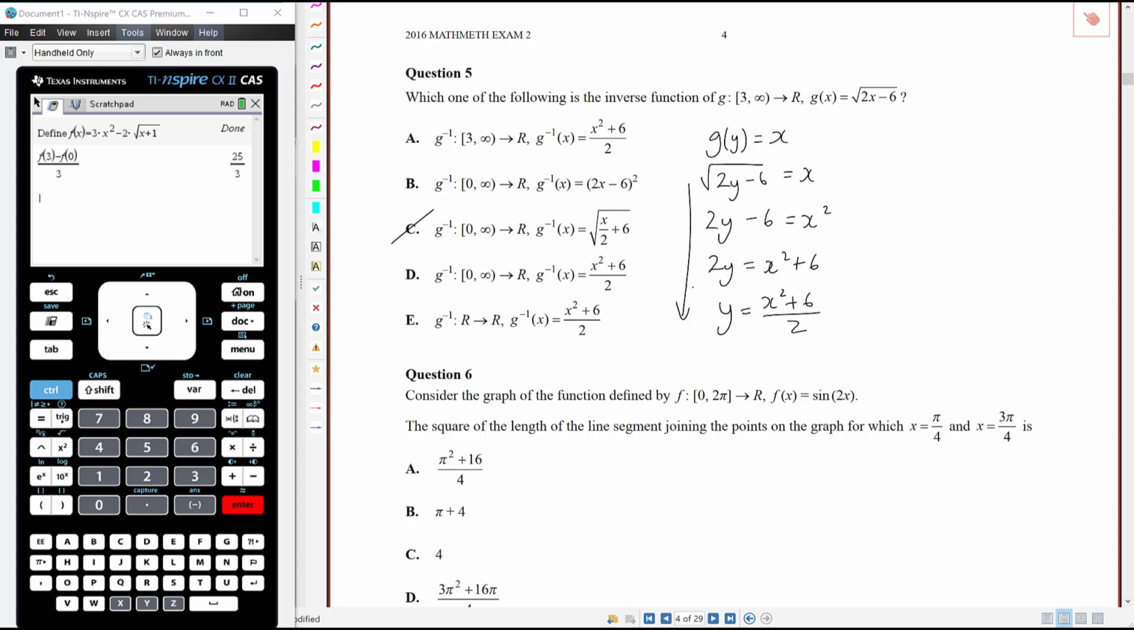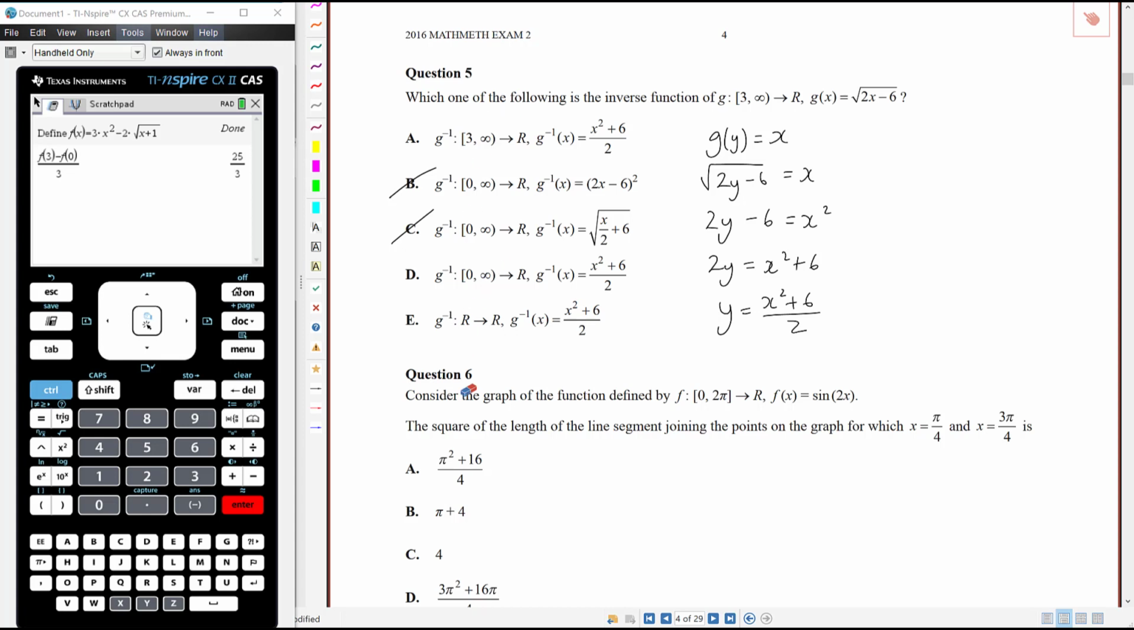Obviously you can get your CAS to do that rearrangement for you if you need to. For me, I can do that quicker by hand. So remember, the outcome is about appropriate use of CAS, so making good decisions in order to ensure that you can complete the paper efficiently. Okay, so the rule is x squared plus 6 on 2, so that rules out B. And then the remaining options are all about thinking about the domain.